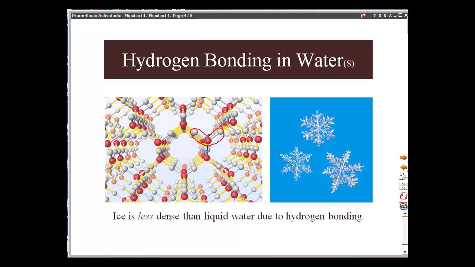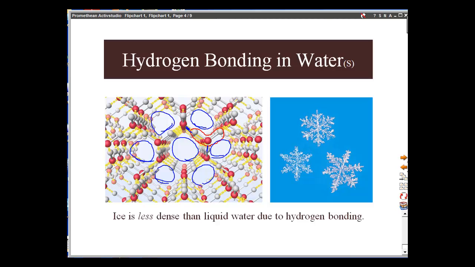So when the particles slow down, they tend to align themselves in this hexagonal structure, which actually occupies more space than just the water. They have all this open space here in that lattice structure, and that causes the density of water to be much less as a solid. Well, not much less, but less than a liquid, because the liquid particles are more compact.